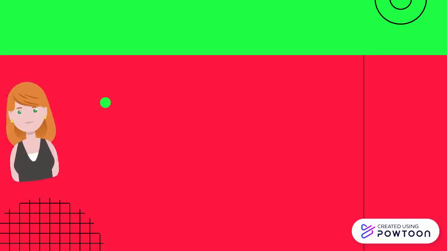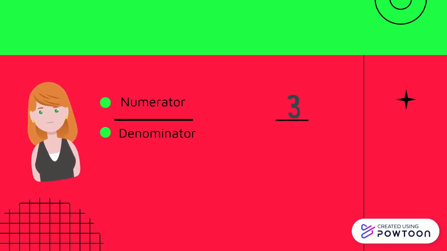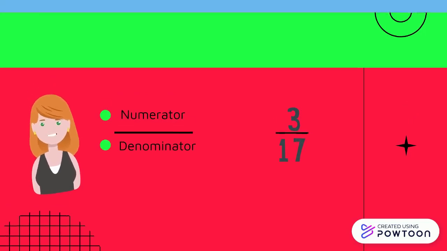First thing we'll look at in a fraction is the numerator. That is the number that goes on top of the fraction. Okay, and then the next one is the denominator. That's the number that goes on bottom of a fraction. So every fraction has a number on top and bottom, your numerator and denominator.